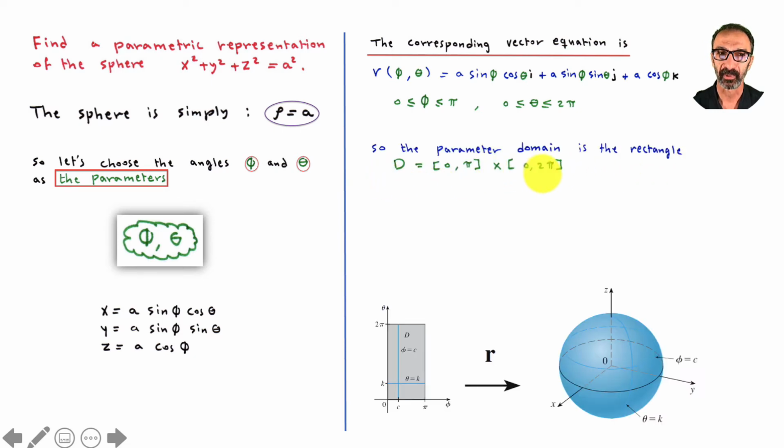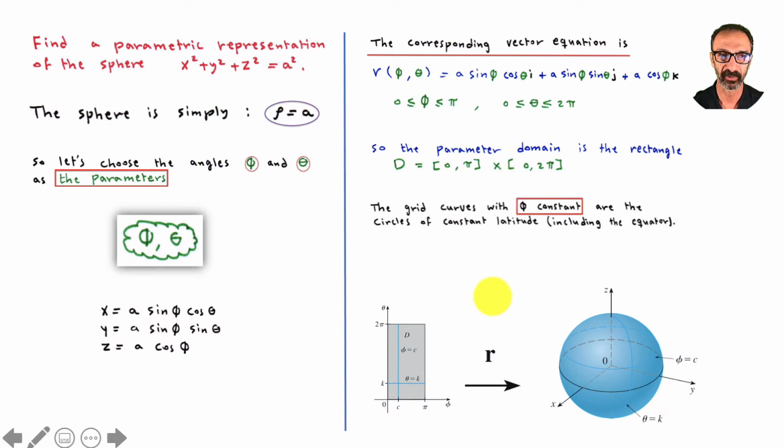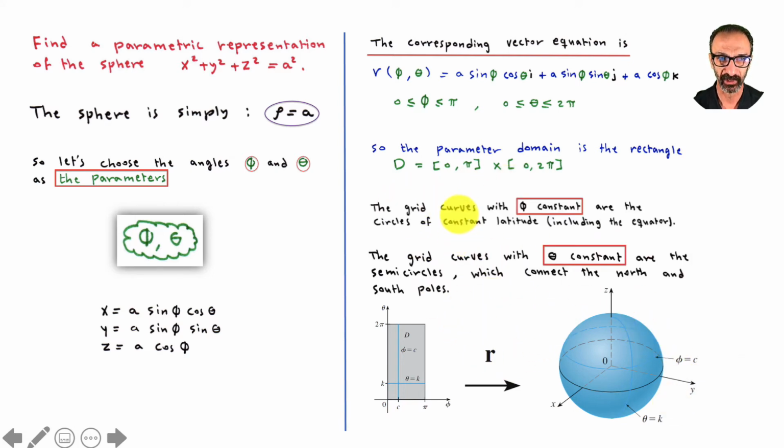So the parameter domain is a rectangle. This is my domain. Those are my restrictions. As theta changes and phi changes, I will be moving around the sphere. Let me quickly highlight that for you. I have the notes right here, so I'll go through it while it's written.